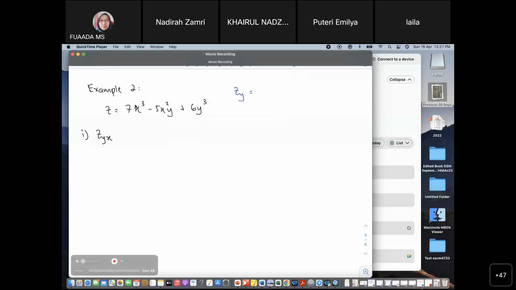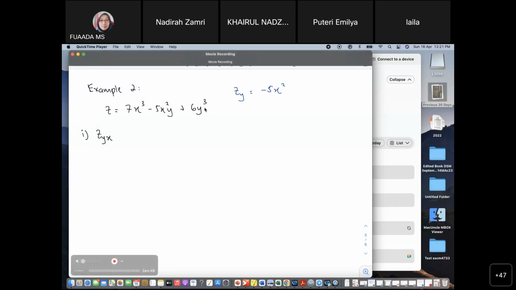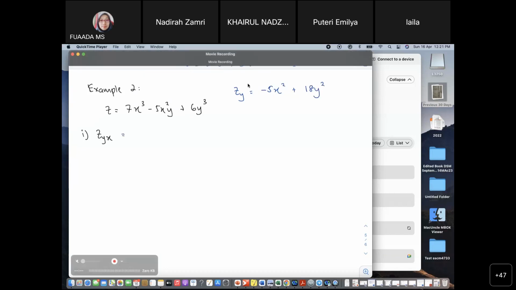Find the derivative of z with respect to y. The first term has no y, meaning all of it is constant, so it is 0. So 0 minus, differentiating y you get 1, so you have negative 5x squared only. And the third term, you get 18y squared. And now you can obtain the derivative of this one.